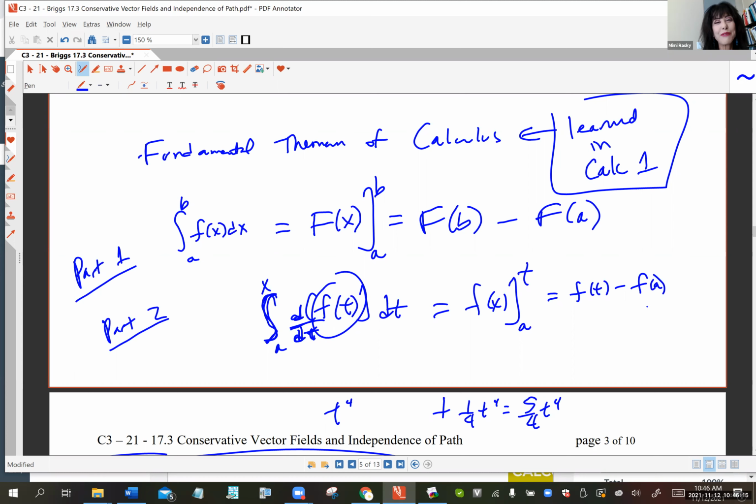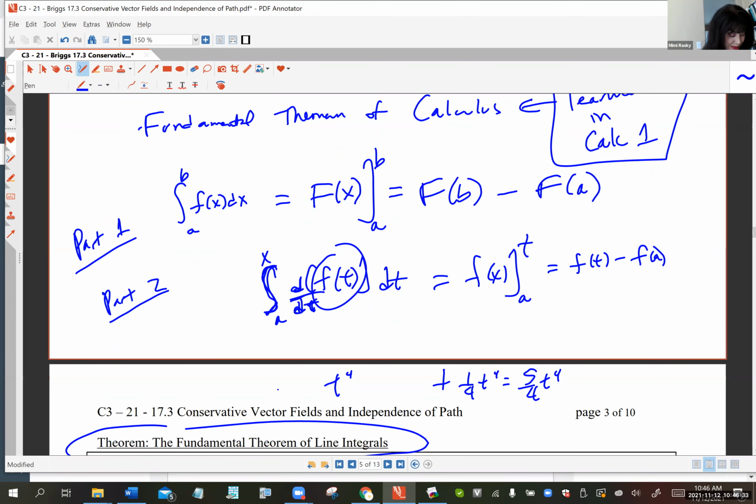Now, let's do the fundamental theorem of line integrals. Why did you do this first? Because you're going to see it's almost the same. It's got the same flavor to it. So if you know the fundamental theorem of calculus, it's easy peasy to grasp the fundamental theorem of line integrals. All right, now you're ready.